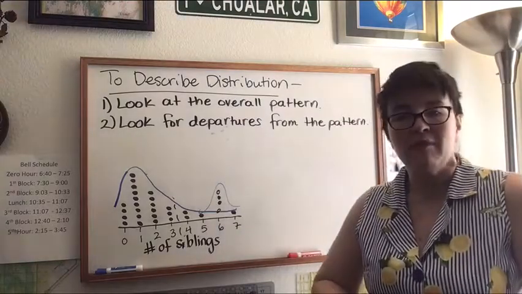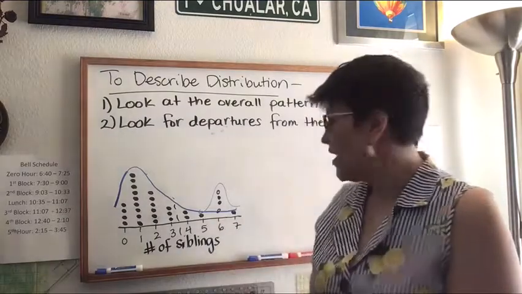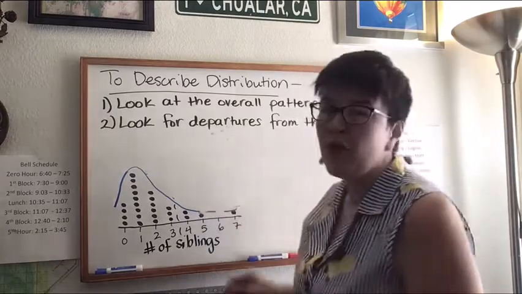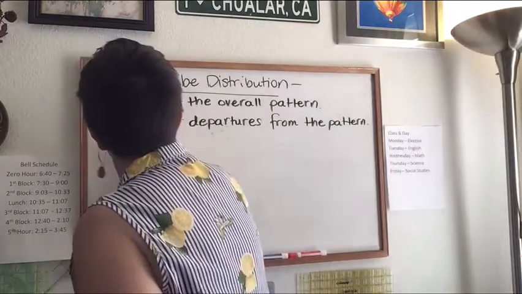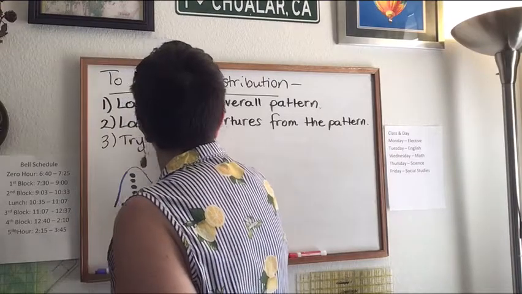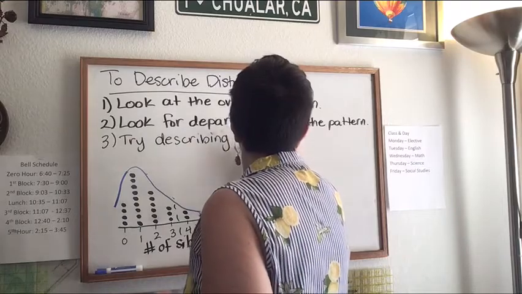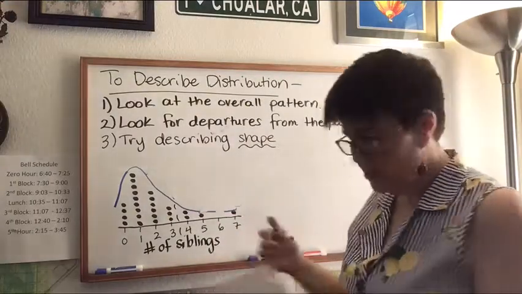So what you want to mention to people as you're talking about this sort of thing is what the pattern looks like, but then anything that might be a breakdown of the pattern or anything that's sort of out of the norm. Try describing its shape. Okay, so shape would be symmetric, right skew, left skew.